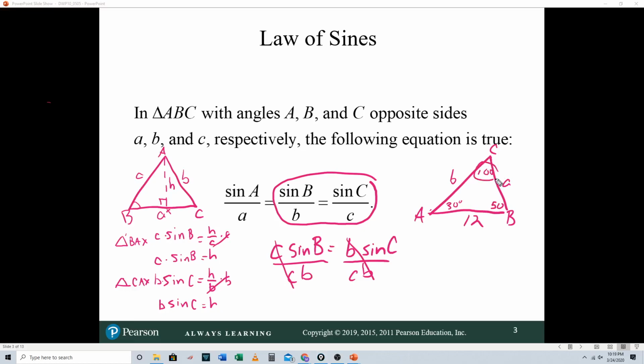Now I have an angle measure and the opposite side. So I can say sine of 100, because that's C, over 12, because that's the side C, is equal to sine of 50 over B, and that is equal to sine of 30 over A. So I can find the missing sides this way.